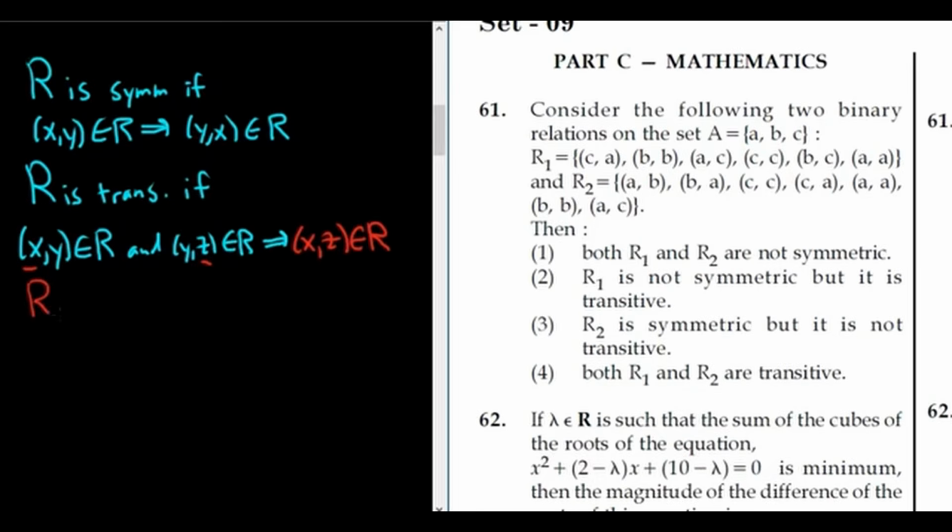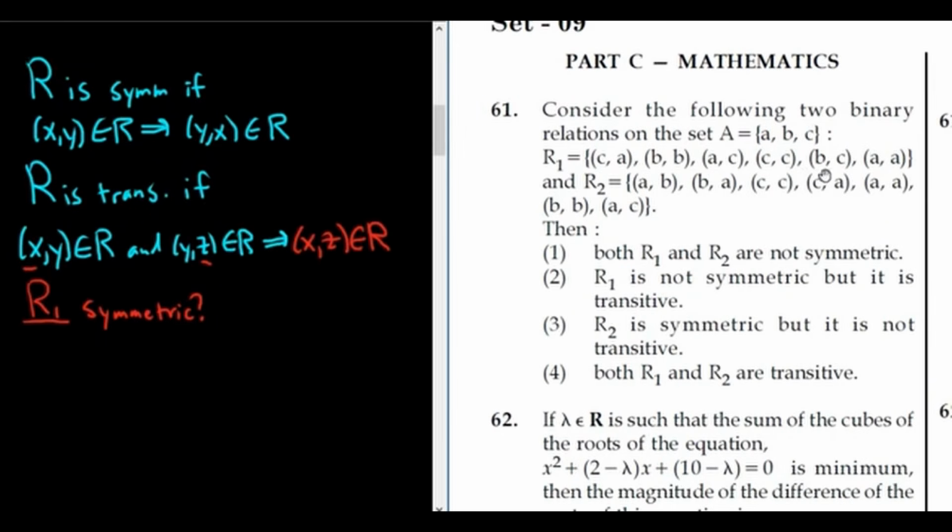So is R1 symmetric? That would mean that whenever we have xy in R1, yx also has to be in R1. For example, here we have CA. That should mean that AC is also in R1, and it is, so check. What about BB? BB in R1 means BB is in R1, so check. AC in R1 means that CA has to be in R1, checks. CC in R1 means CC is in R1. If BC is in R1, that means CB has to be in R1. Uh-oh.